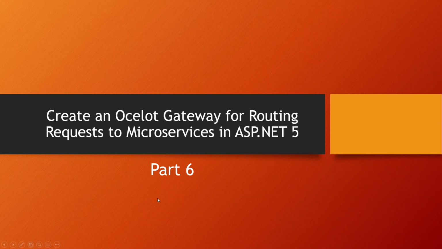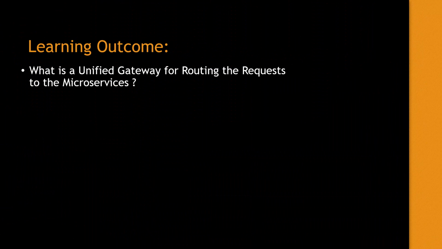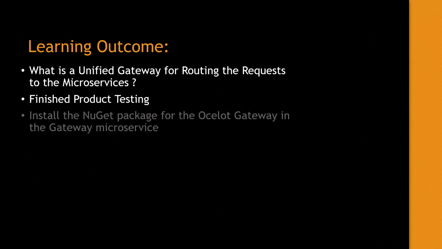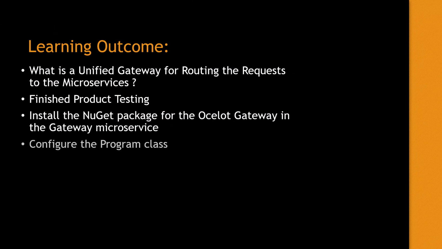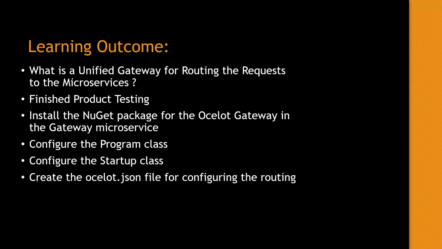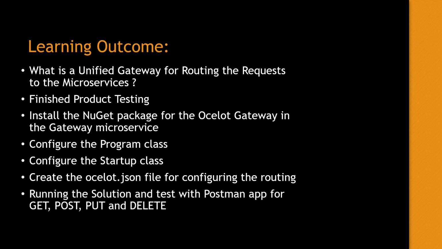So what we are going to learn in this lecture is what a unified gateway for routing requests to the microservices is, and we'll test the finished product first, install the Ocelot NuGet package in the gateway microservice, configure the Program class, configure the Startup class, and create the ocelot.json file for configuring the routing. And then run the solution and test with the Postman app for GET, POST, PUT, and DELETE.